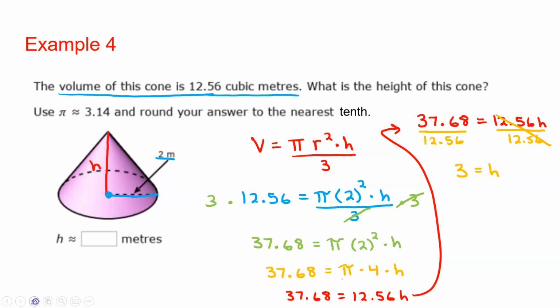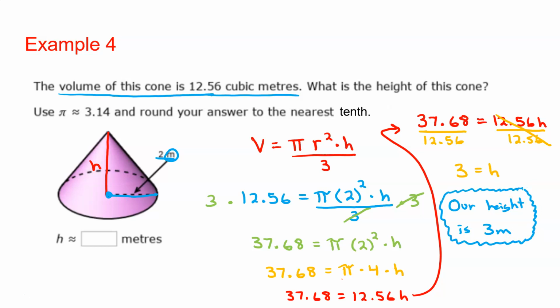So our height here is 3, and it's 3 what? We're using m, so it's 3 meters. Make sure that you have the right units, right? Not inches, not centimeters. We're talking about meters. So our height of this cone is 3 meters.